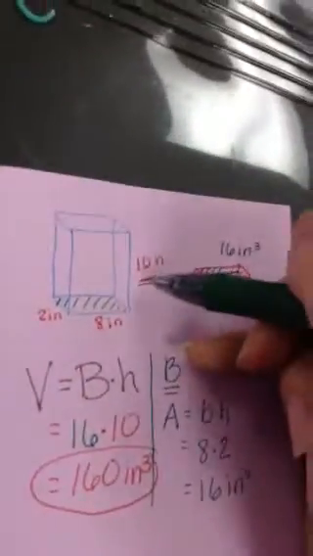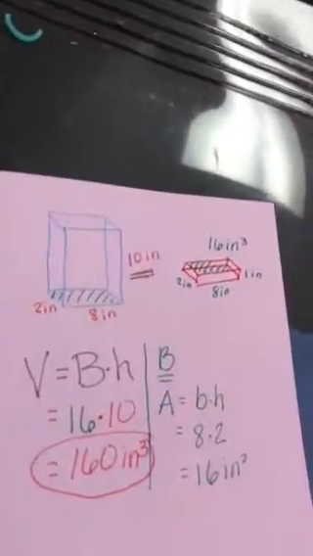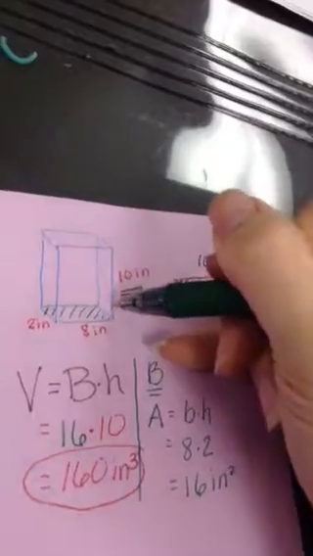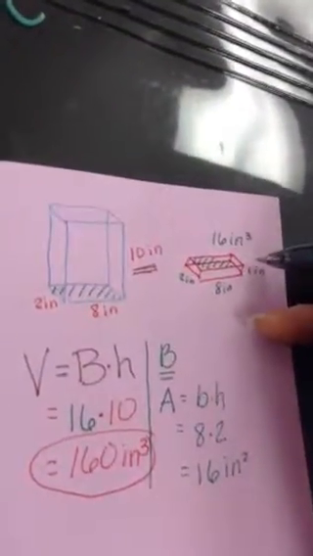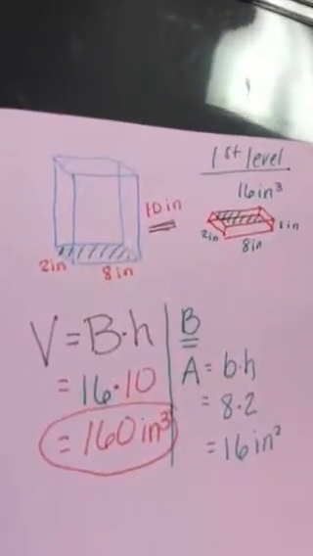Now looking over here, when we see the number 10, how many levels do we have of this base throughout this entire box of cereal? There's 10. So I would take my first level and I'm going to multiply it by how many levels there are. And sure enough, it ends up being 160 inches cubed. So I just wanted to show you this beautiful little idea of levels and stacking up basically levels.